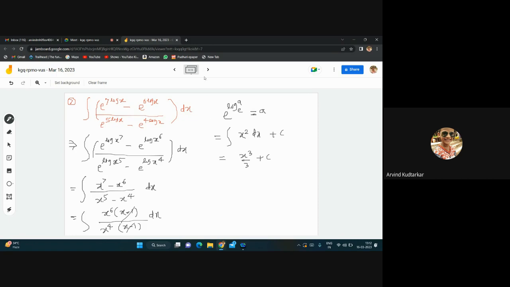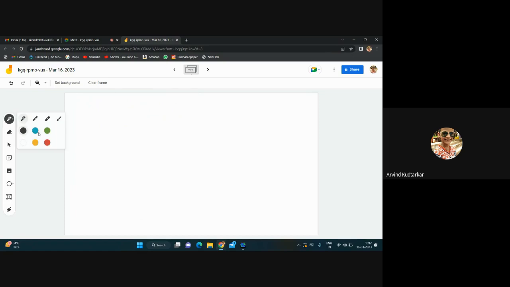Say the next. Evaluate integral tan of log x plus sec square of log x into dx. Into dx is there. Okay.